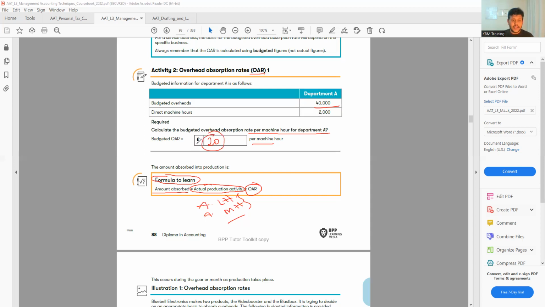Remember that we have to multiply with the actual production activity, not the budgeted. So when you're going to calculate overhead absorbed, then you have to use the actual production activity times OAR. Now, actual production activity means actual labor hour or could be actual machine hours, depends. All right, let's move on.